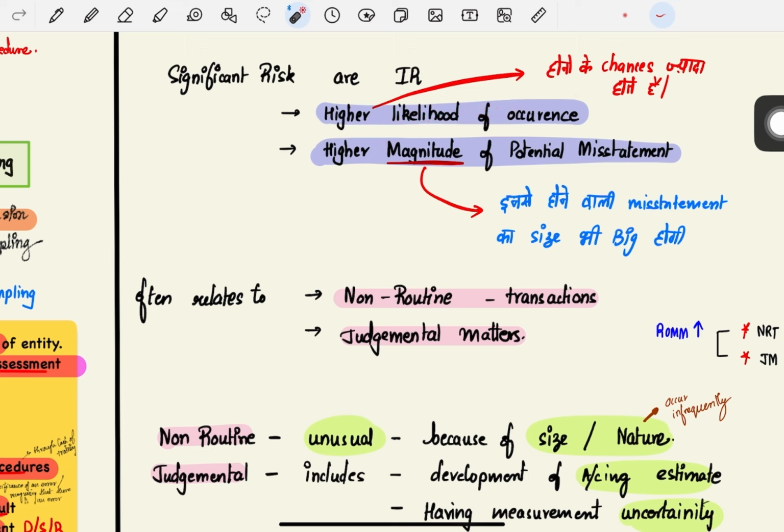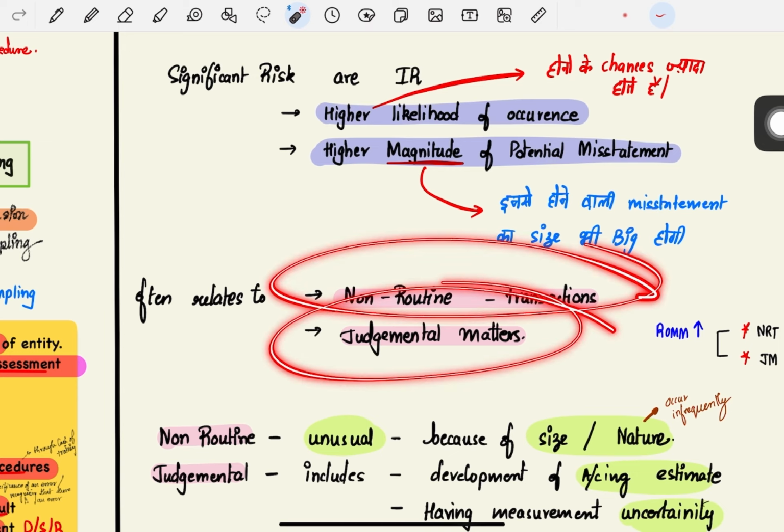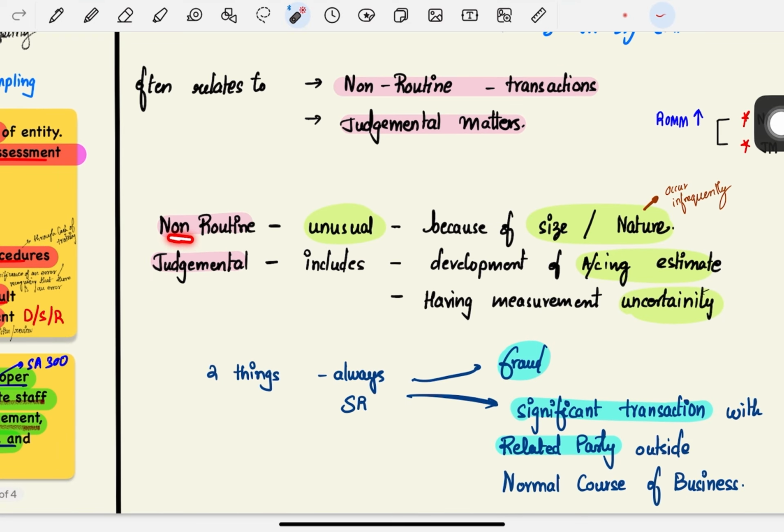misstatement. Higher likelihood of occurrence means जिनके होने के chances ज़्यादा होते हैं. Higher magnitude of potential misstatement means इनसे होने वाली misstatement की size भी बहुत बड़ी होगी. Okay. So they often relate to two things: non-routine transactions and judgmental matters. Non-routine transactions means unusual because of the size and nature. It means that they occur infrequently.